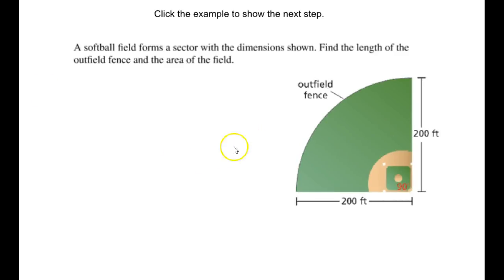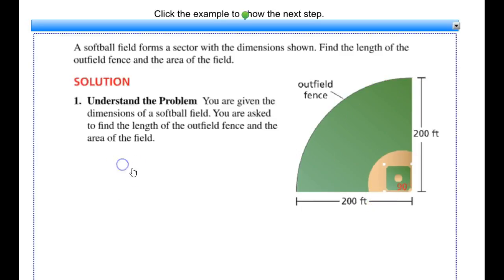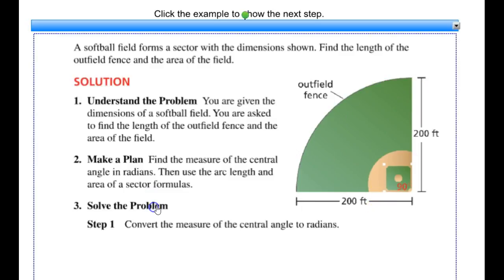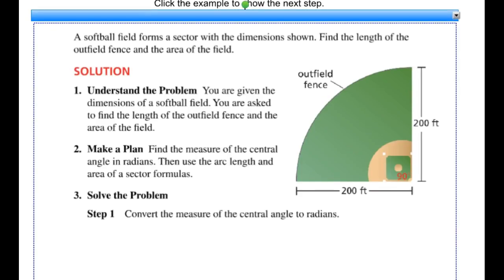Okay, so here's the problem that we're looking at. A softball field forms a sector, because it's not an entire circle, with the dimensions shown. Find the length of the outfield fence and the area of the field. Right, so the outfield fence would be my arc length, and the area of the field would be my sector.